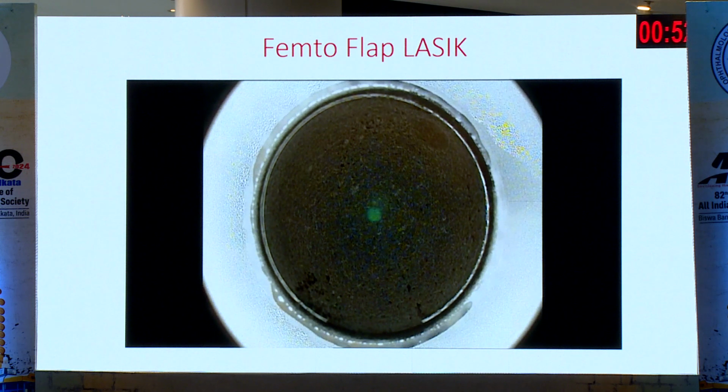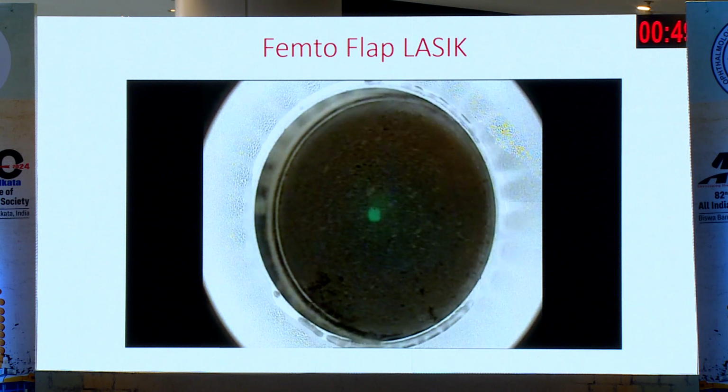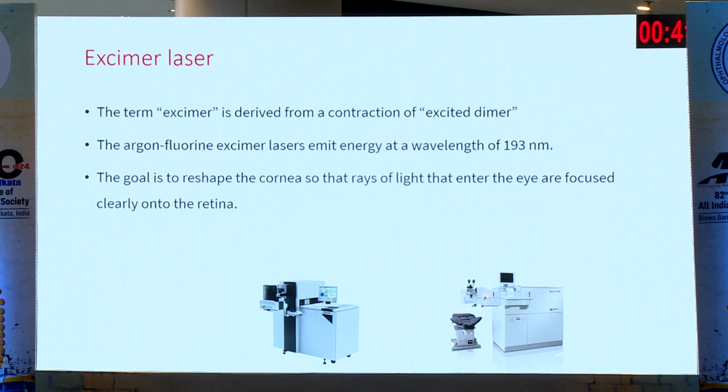And this is the side cut, and then you have to lift the flap. With the newer laser system, the chances of adhesions and vertical gas break and all these things are very less nowadays, and surgeries become more predictable. So coming to the excimer laser, the excimer laser is more important in LASIK surgery than making a flap.